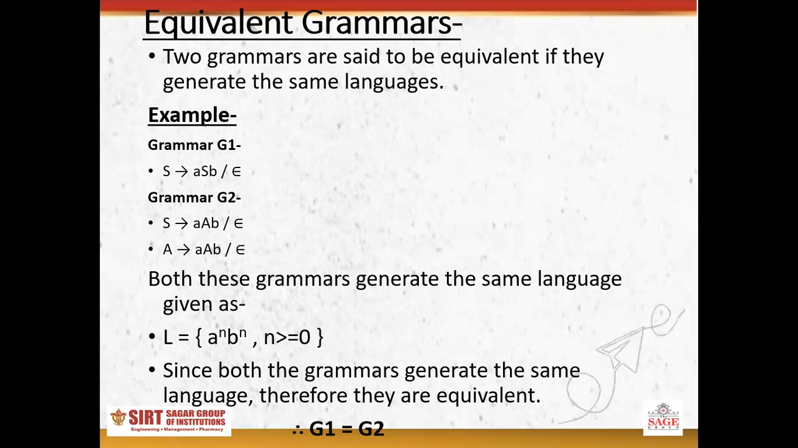For example, if we take grammar G1, what is this production? S produces a S b or epsilon, which means this grammar generates a's and b's where the number of a's equals the number of b's. Second, grammar G2: S produces a A b or epsilon, and A produces a A b or epsilon. This production and the grammar 1 production are generating similar strings. So both grammars generate the same strings. The language of this grammar should be a to the power n b to the power n, so the number of a's is equal to the number of b's, so grammar G1 is equal to grammar G2. This type of grammar is known as equivalent grammar.